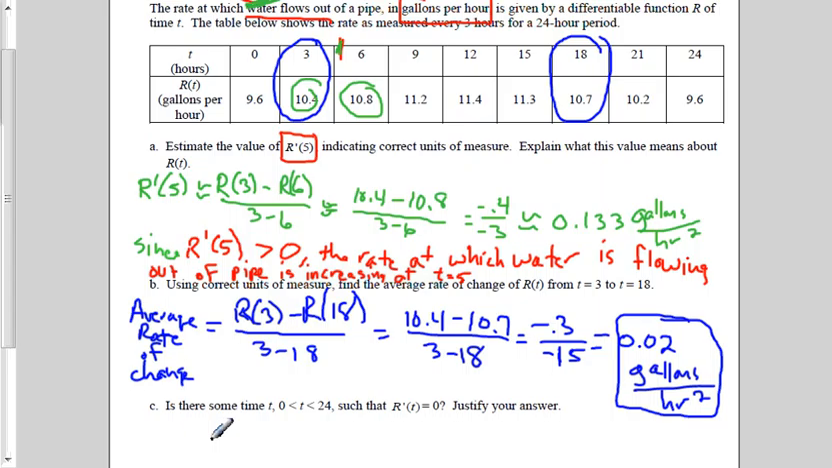Okay, the last one here. Is there some time t between 0 and 24, so using the whole chart, such that the derivative, or the slope of the tangent line, equals 0? Justify your answer. Well, Rolle's Theorem says I can guarantee that there's going to be a value where the slope of the tangent line equals 0. First, it has to be differentiable, and next it has to be continuous, which it is, since the water's always coming out, and then these values must be equal. Since that's true, Rolle's Theorem guarantees that I'm going to get some tangent line with slope equal to 0.